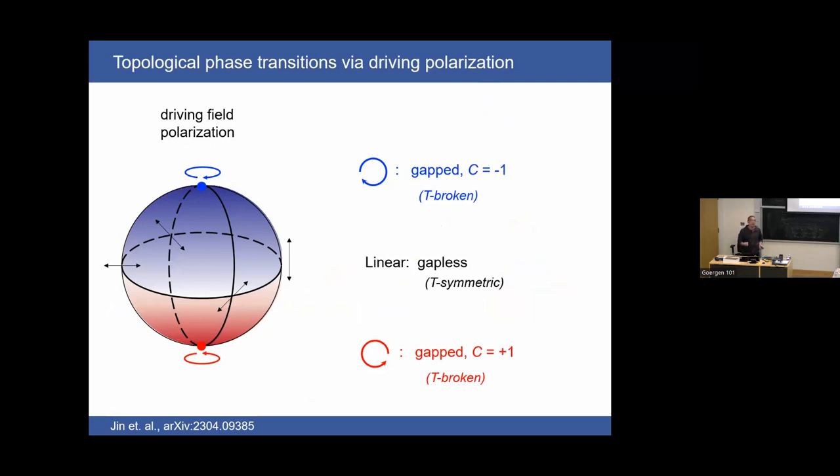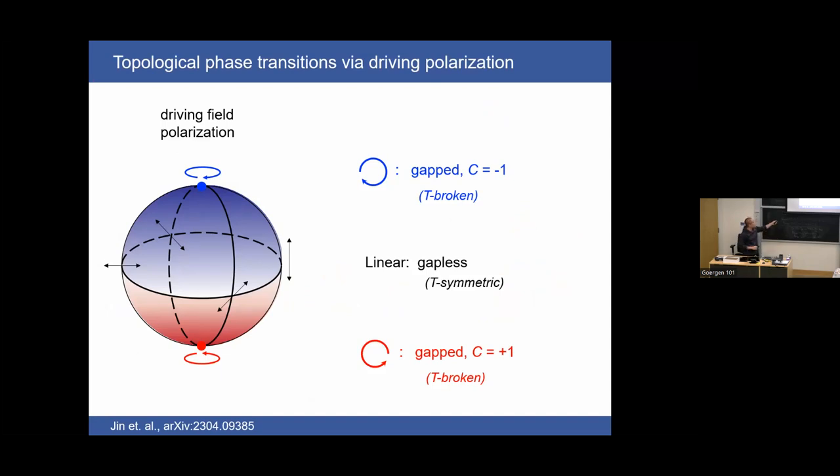For that to happen, you have to change the polarization of your driving field. In particular, if you use a left-hand circular polarized drive, then essentially you are at the south pole of the Poincaré sphere when you think of the polarization of the driving field. Over here, the spectrum is gapped and you have a Chern number of one. So this is one kind of insulator.